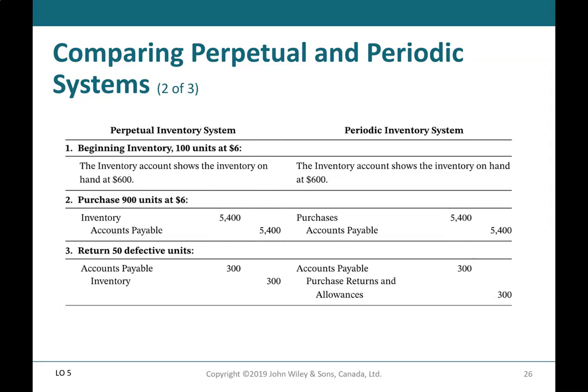When 50 defective units are returned, under both the perpetual inventory system and periodic inventory system, you would debit accounts payable for 300. But under the perpetual system, you would credit inventory for 300, whereas under the periodic inventory system, you would credit purchase returns and allowances.